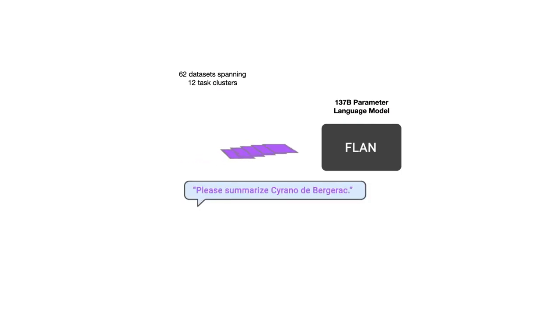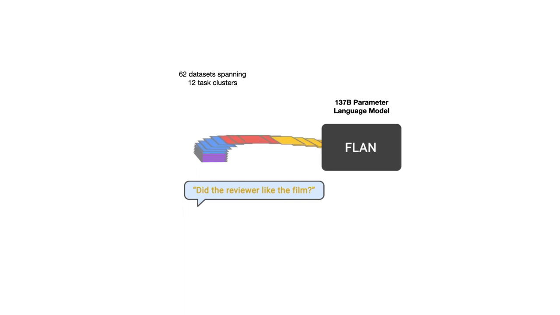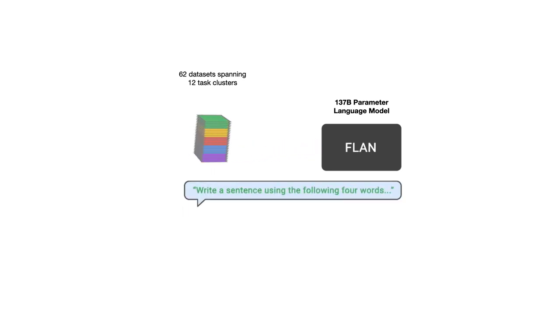As for the training details, instruction tuning is performed on a 137 billion parameter pre-trained language model. Instruction tuning takes 30,000 gradient steps on the collection of 62 datasets spanning 12 task clusters, for which examples in each dataset are phrased using 10 instructional templates. A separate checkpoint is trained for each held-out task cluster.